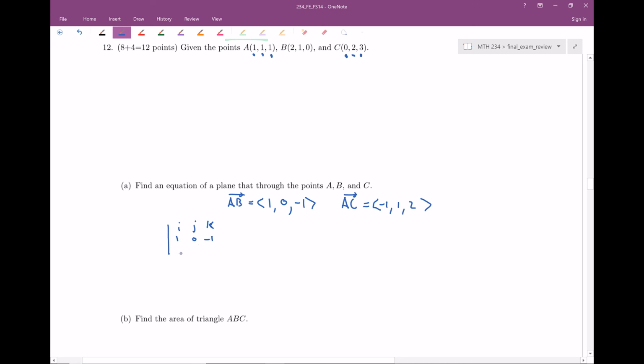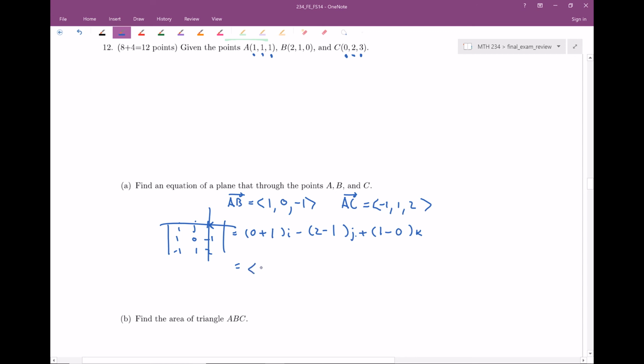So 1, 0, -1, -1, 1, 2. This is going to be stuff with i's minus stuff with j's plus stuff with k's. So let's see, if I cross out the first row, first column here, I'm going to have 0 and minus a -1. So 0 plus 1. If I cross off the first row, second column, I'm going to have 2 minus 1. And then finally if I cross off the first row and the third column, I'm going to have 1 minus 0.